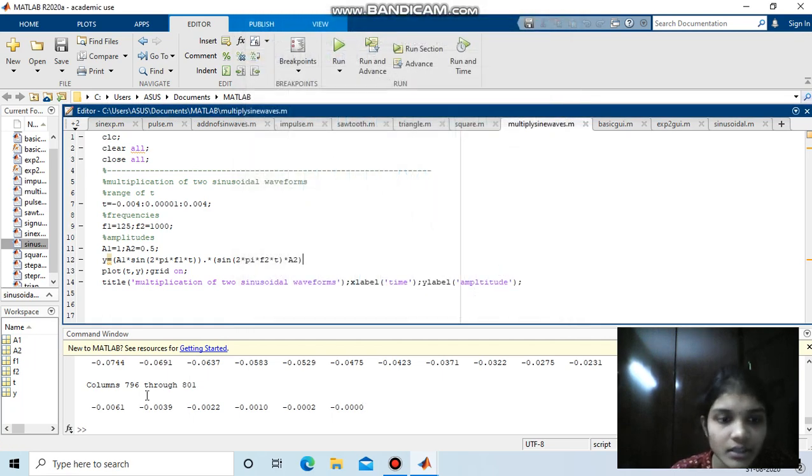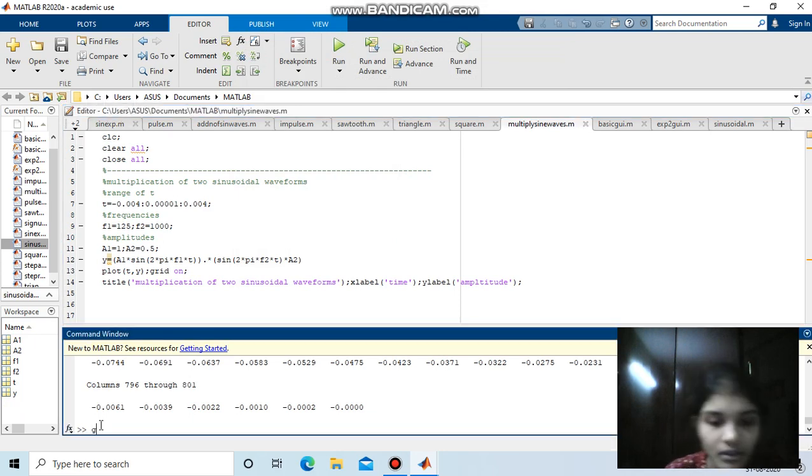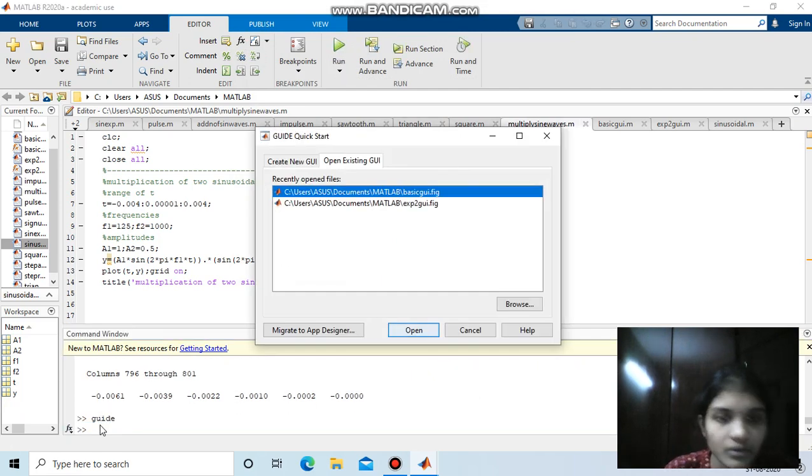Now let us see the MATLAB GUI. If we want to view the MATLAB GUI, we can use App Designer or Guide. I am using Guide now. If you open this Guide, here I am going to open an existing GUI as I already created. So I am going to basic GUI.